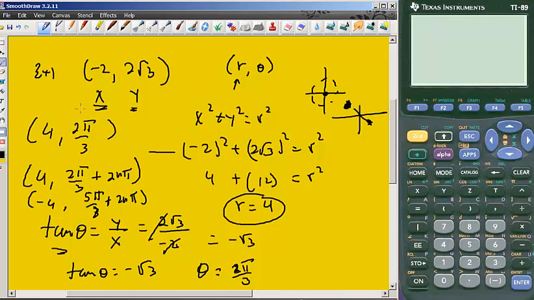But most of the time they just want you to convert from rectangular to polar. You just want one point, and you can use that.